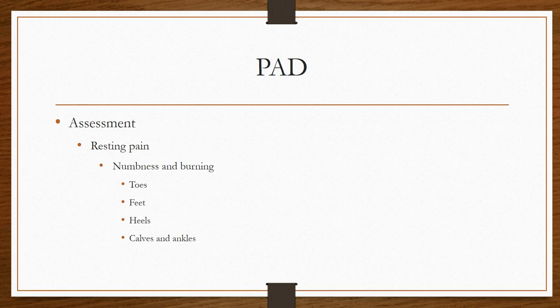So for your assessment, the patient's going to have resting pain, numbness and burning, usually in the toes, feet, heels, calves, and ankles. Again, the arterial blood is trying to get to them, and it's the furthest part of your body, but because of either vasoconstriction or atherosclerosis, it's not allowing sufficient blood supply, and that's what causes the pain.